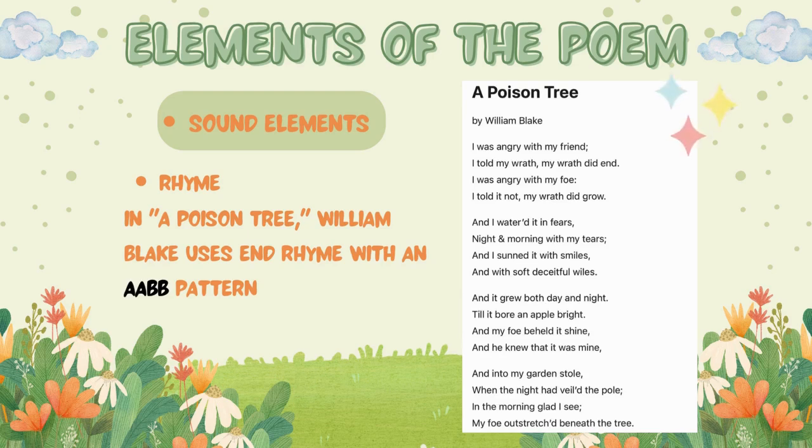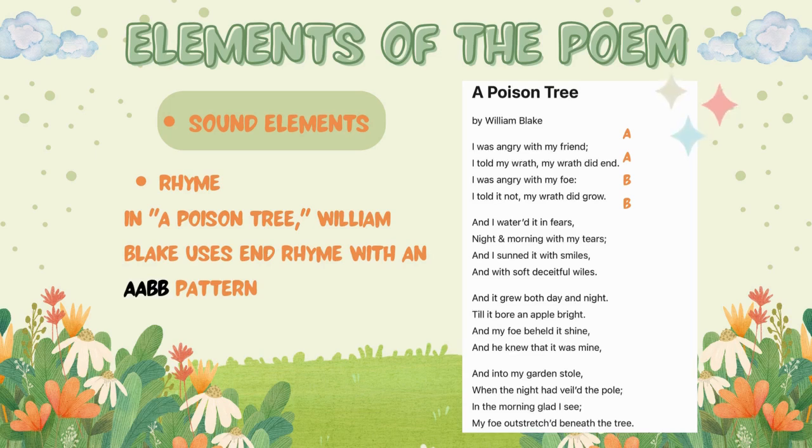Now we look at the first stanza. The rhyme is AABB. The words "friend" and "end" rhyme because they have the same ending sound. Similarly, "foe" and "grow" rhyme because they share the same O sound. This rhyme helps emphasize the difference between how the speaker deals with anger toward a friend versus a foe, and it creates a smooth, flowing rhythm that makes the message easier to understand.